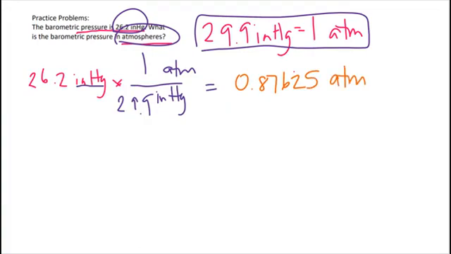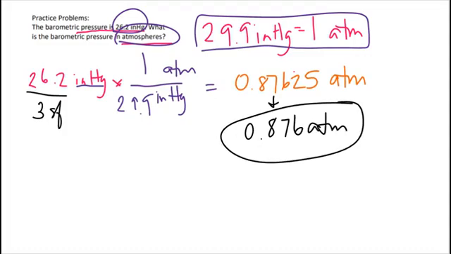atmospheres. But I need to remember significant figures. So if I look back to what I started with, 3 sig figs, I need to have 3 sig figs for my final answer. So that would be 0.876 atmospheres. And circle my answer.